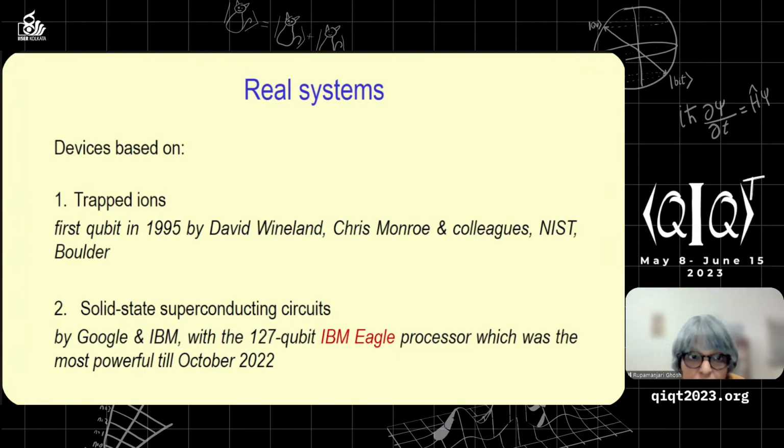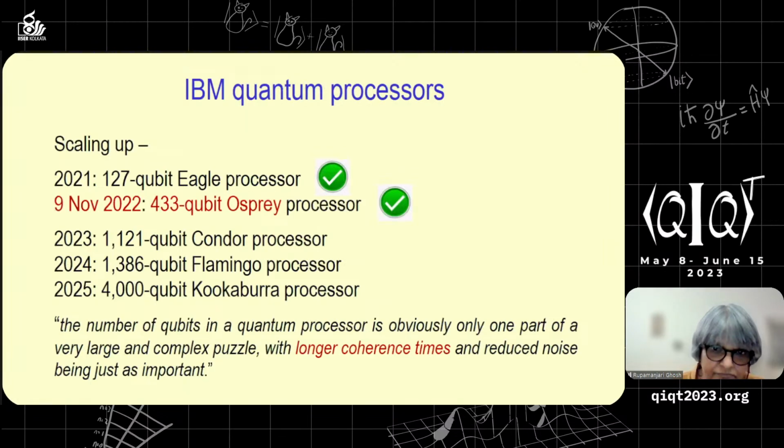So far what we know, and this is a summary, is that real systems are based on either the oldest, trapped ions. That's the first qubit that was prepared by Dave Wineland's group in 1995, Chris Monroe and Felix, and this was done in Boulder, Colorado. Then there's a very strong candidate, solid state superconducting circuits, and both Google and IBM are working on it. Until last year, October, IBM's Eagle processor, which was 127 qubit, was the most powerful one.